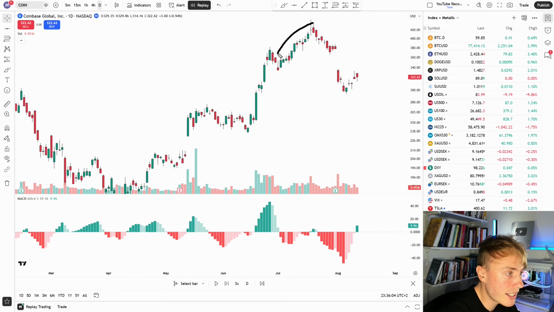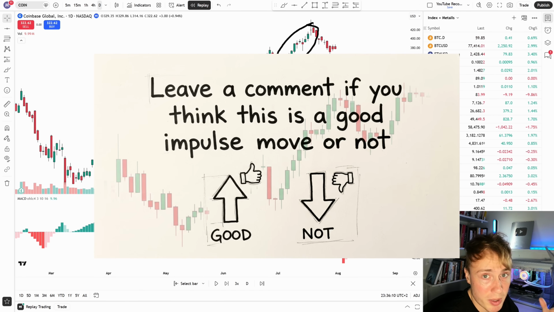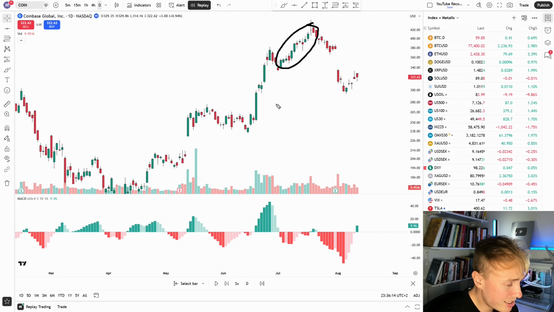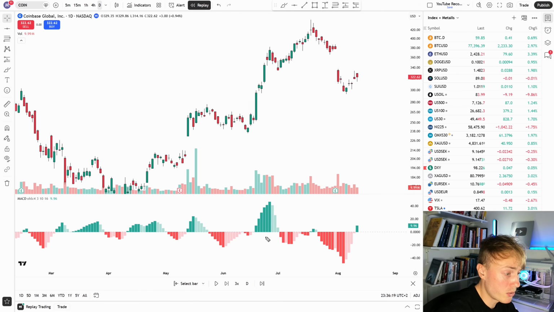If we look at the next move right here, is this a good or bad impulse move? Please answer in the comments what you think about this impulse move. Maybe pause the video and think a bit. But this is actually a much worse impulsive move. Why? Well, for multiple reasons.